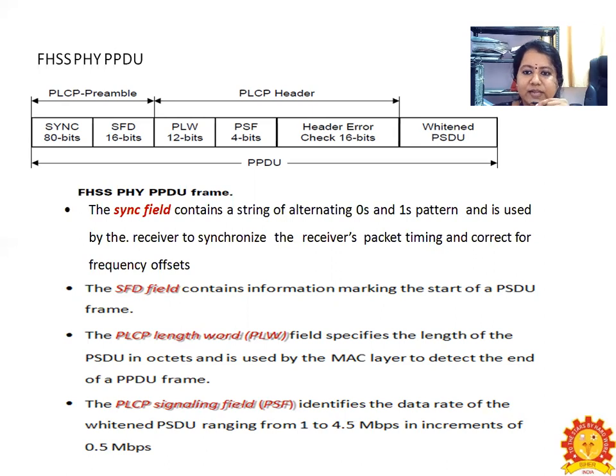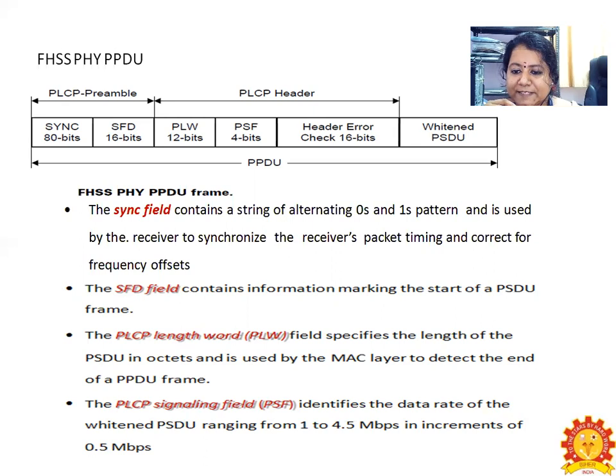The synchronization field contains a string of alternating zeros and ones patterns and is used by the receiver to synchronize the receiver's packet timing, and it will correct for the frequency offset. The SFD field contains the information marking the start of the PSDU field. The PLCP length word, that is the PLW field, specifies the length of the PSDU in octets, and it is used by the MAC layer to detect the end of the PPDU fields.